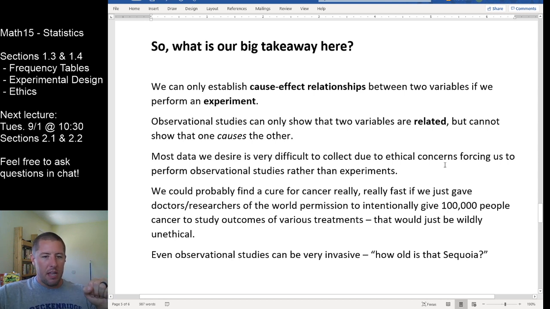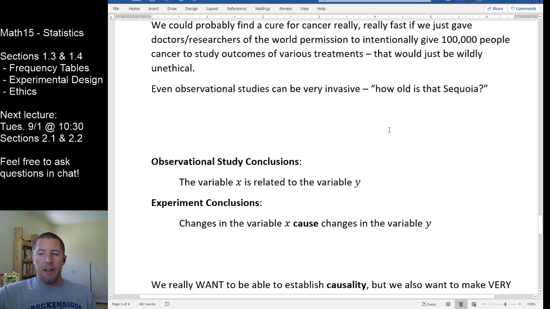We get to make very strong statements from experiments, only weak statements from observational studies, but we often can't do experiments even though they're better because we're often limited by literally not being able to perform an experiment because you're an astronomer or a geologist, or ethics concerns limit us and prevent us from doing that experiment. It's only responsible of us to do observational studies. In an observational study, the types of conclusions that we make are conclusions that sound like the variable x is related to the variable y, and we can prove that they are related, but we cannot prove that changes in one cause changes in another.